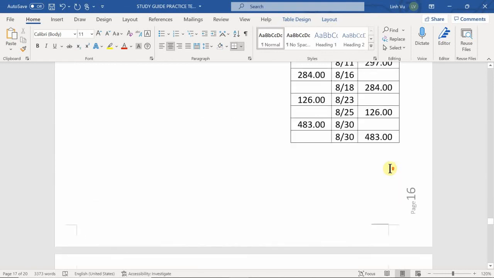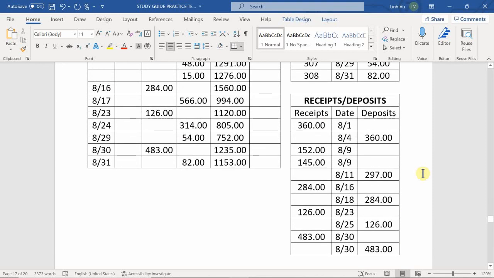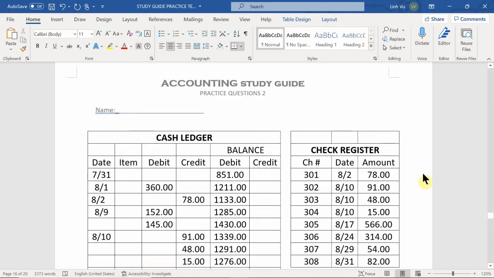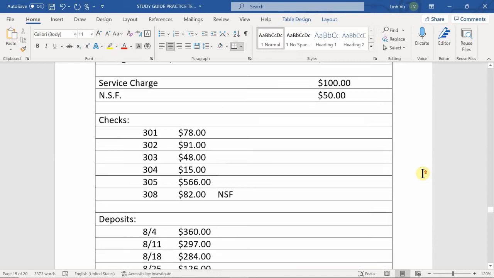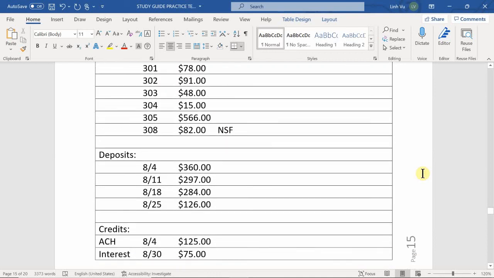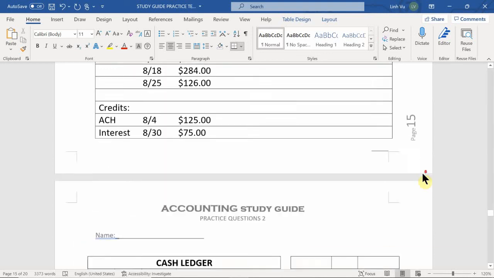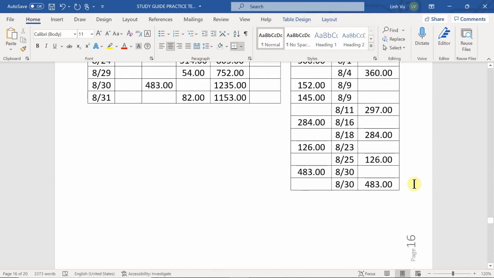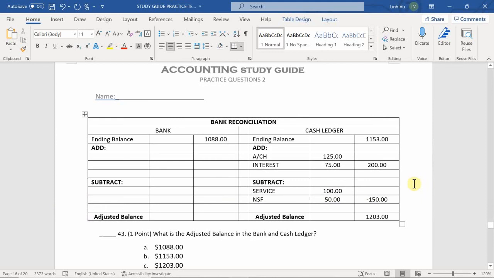What do I need to add to my bank side? Deposits. Let's take a look at my deposits right here. How many deposits do I have? 1, 2, 3, 4, 5. We have 5 deposits. Let's check my bank statement: how many deposits actually cleared? 4. So which one is it? I think the third is. Yep. So 483. Again, I'm going to write deposit.